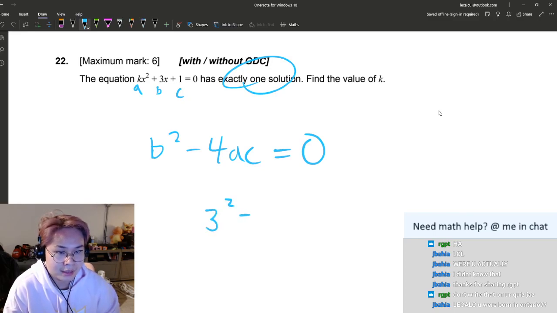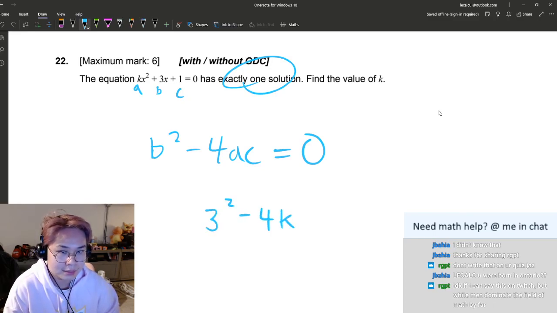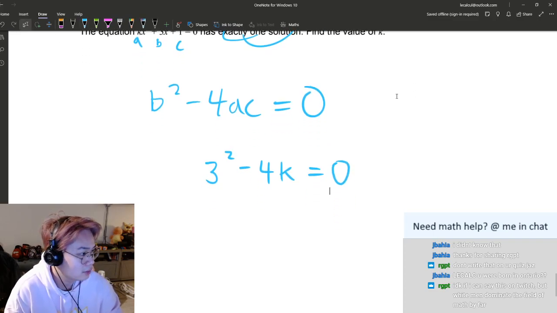So 3 squared minus 4 times a times c, which is 1, so I'm not going to bother writing it. This one's easier than the other one.